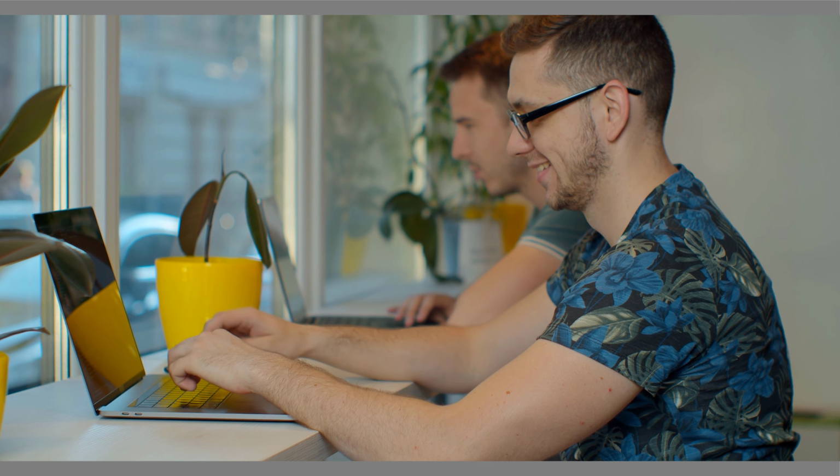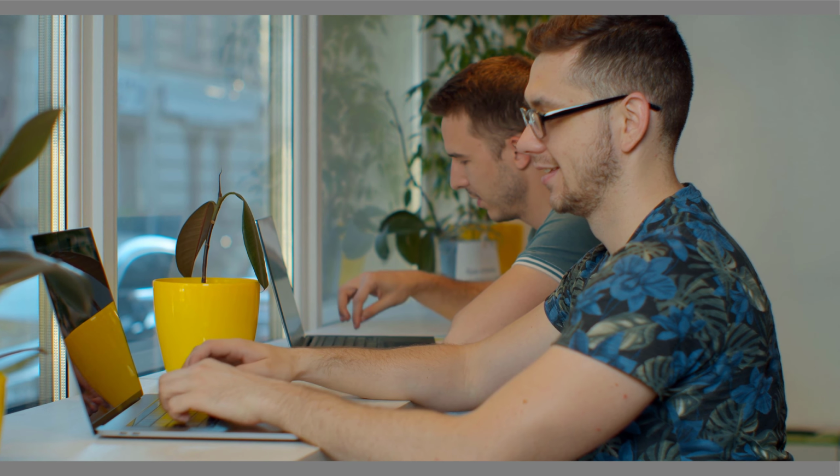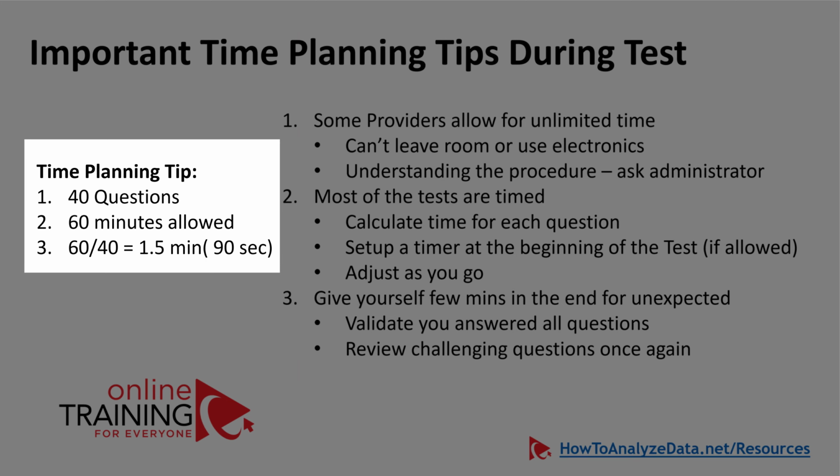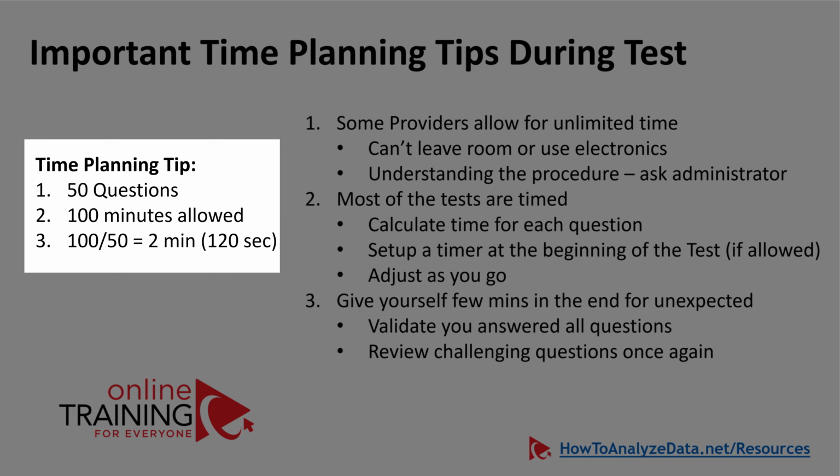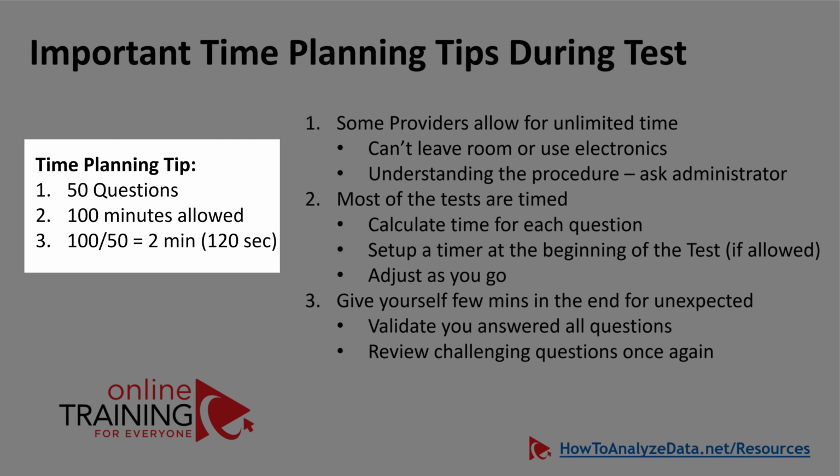For the tests that are timed, you need to calculate the time that you can use for each question, and you need to set up a timer at the beginning of a test, if this is allowed. For example, if you have a test with 40 questions and 1 hour allowed for the entire test, you can calculate how much time you have per actual question. For example, if you have a 50-question test and about 100 minutes allowed for the entire test, the amount of time you can use per question would be approximately 2 minutes. This is calculated by dividing 100 by 50 and gives you 2 minutes or approximately 120 seconds.